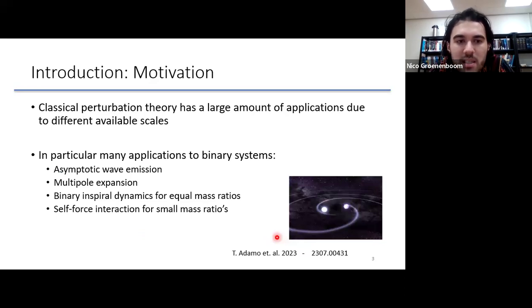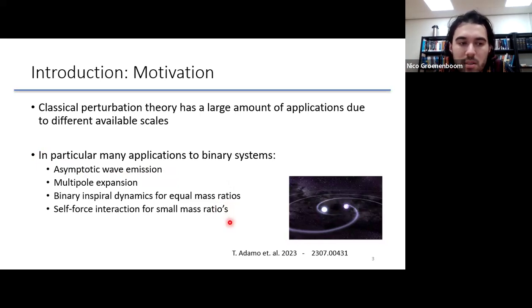So classically speaking, perturbation theory has a large amount of applications in general relativity due to the widely available different scales. There are different masses, length scales, time scales, and a lot of dimensionless parameters can be constructed to do perturbations around. And in particular, there are many nice applications to binary systems where two objects spiral around each other. So a familiar pedagogical example is the asymptotic wave emission.